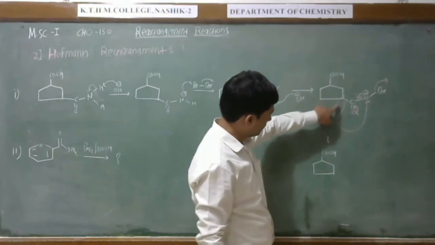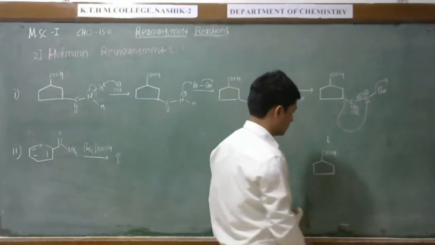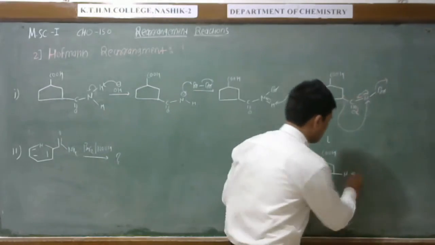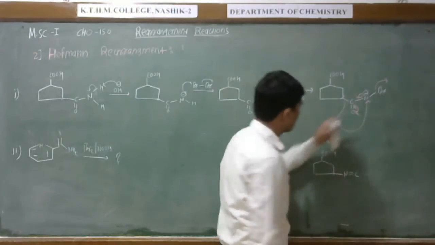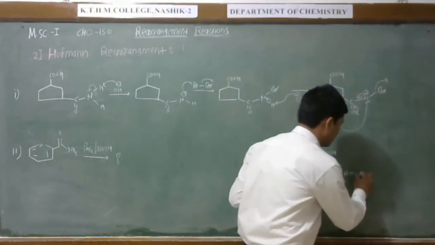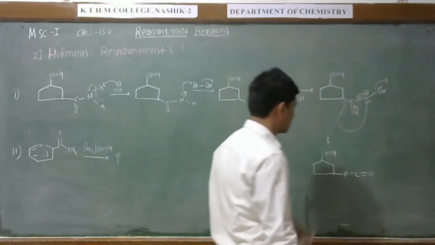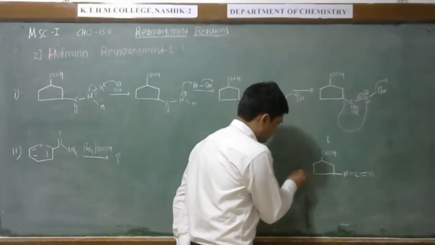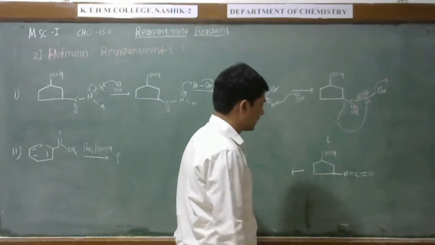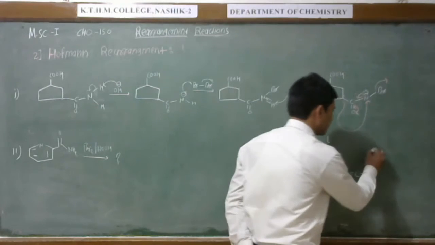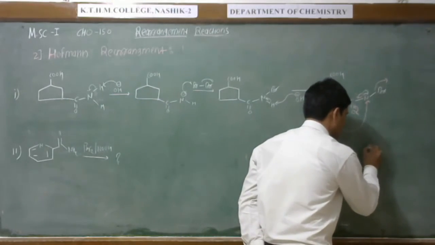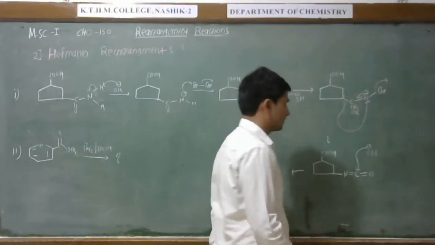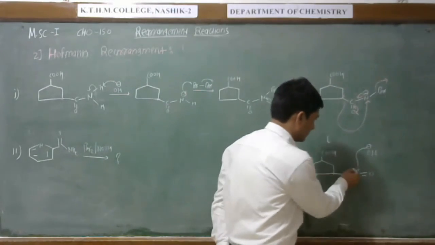Now this 5-membered ring will attach to this nitrogen. So here is the nitrogen. This nitrogen has a double bond and is further attached to the carbon, and this carbon has a double bond and is further attached to the oxygen. That is nothing but the isocyanate.